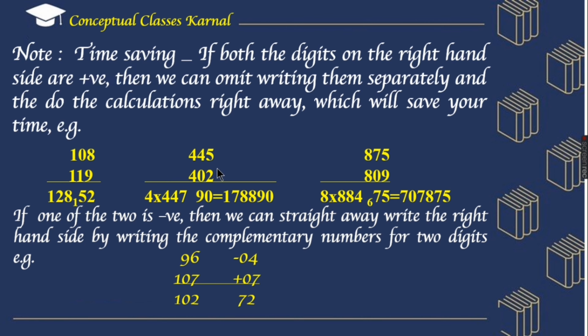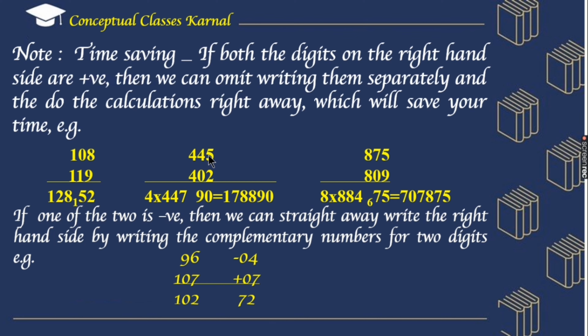Now let's learn a technique where we have numbers which are above 100 or a multiple of 100, and both the numbers are positive, we can save time. That is, without writing 08 and 19 separately, we can multiply them straight away here. So 19 multiplied by 8 will give you 152. There is a 1 carry, and then 119 plus 8 is 127, and we add this carry straight away to get the answer 12852.